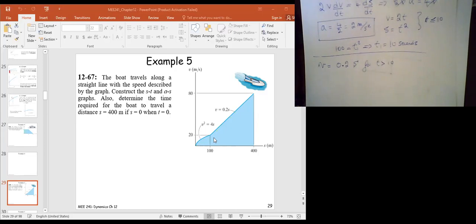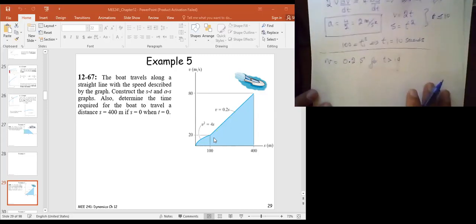We take the derivative with respect to time, so we get a equal 0.2 v, and we work like the example we did before. Okay, sure. Okay, good. We can do this. Any other solution?